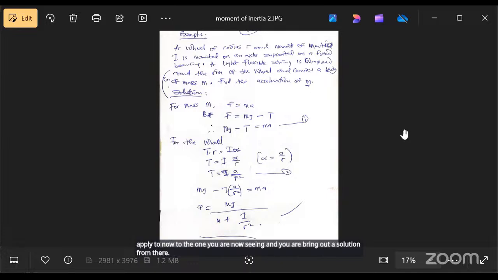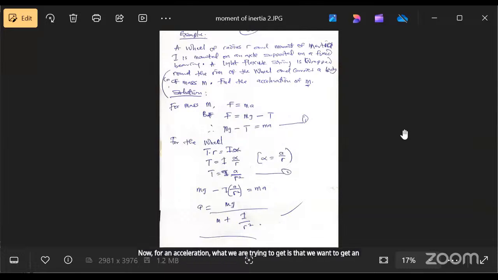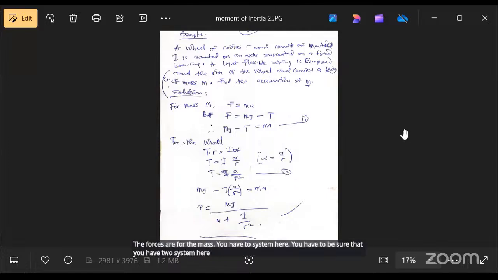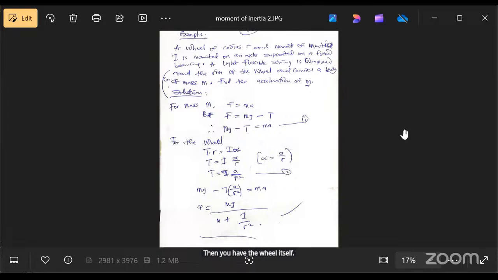Now, what we are trying to get is an expression for acceleration. The first thing is that you have two systems here. You have to be sure that you have two systems here. We have the mass that is attached to a string. That string has a tension. Then you have the wheel itself. It is the wheel that rotates that has the element of moment of inertia. So you have two systems that must be separated, that you have to bring together.